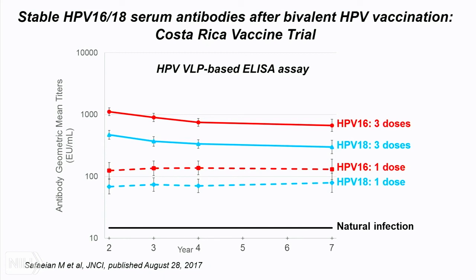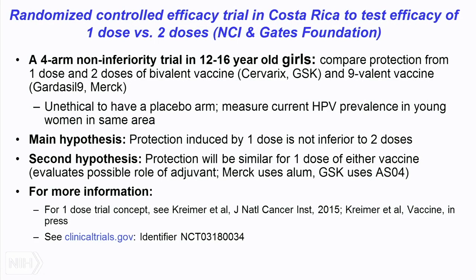The bigger surprise was when we looked at antibody levels, where we now have been able to follow the women for over 7 years, and they have very stable antibody levels against HPV 16 and 18 from just a single dose. The HPV 16 is the interrupted red, and the HPV 18, the interrupted blue lines. Obviously, the antibody levels are lower than with the women who got all three doses, but substantially higher than the women who were naturally infected with HPV 16 and 18. And I'll just reiterate that the women who got one dose appeared to be fully protected against the development of HPV 16 and 18 infection.